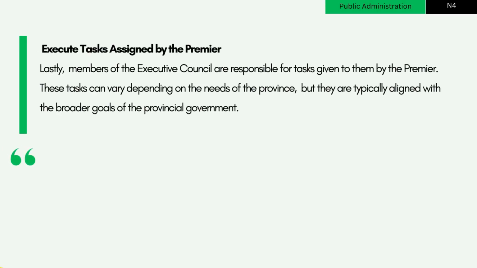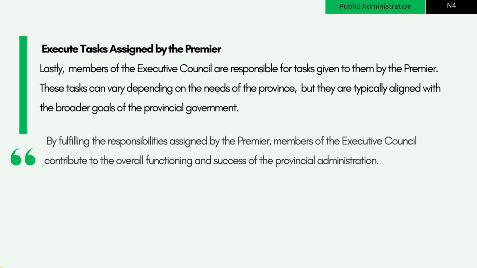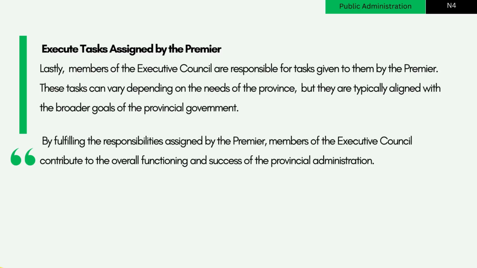7. Execute tasks assigned by the Premier. Lastly, members of the Executive Council are responsible for tasks given to them by the Premier. These tasks can vary depending on the needs of the province, but they are typically aligned with the broader goals of the provincial government. By fulfilling the responsibilities assigned by the Premier, members of the Executive Council contribute to the overall functioning and success of the provincial administration.